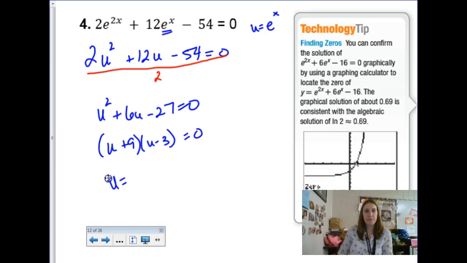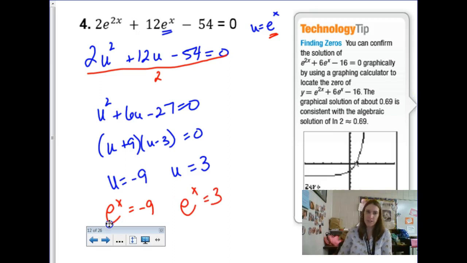And then don't forget, we still have to solve because u isn't even a thing in this question, and we're looking for x. So u could be -9 or 3 until I go back and substitute, because remember, u is e to the x power. So e to the x power equals -9, and e to the x power equals 3. Well, trying to solve this equation, I would apply a natural log to both sides. But if you try to take the natural log of -9 over here, you're going to find out that that solution is not real. You could try typing it in if you'd like.